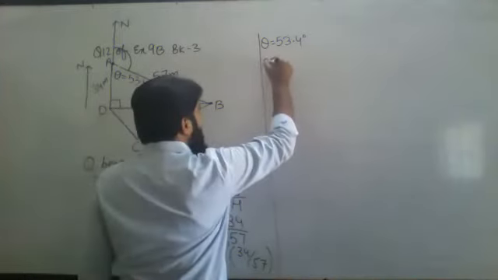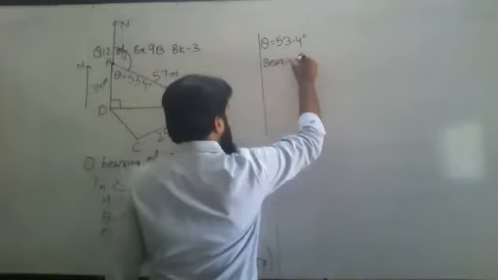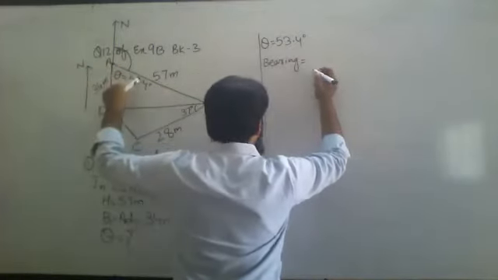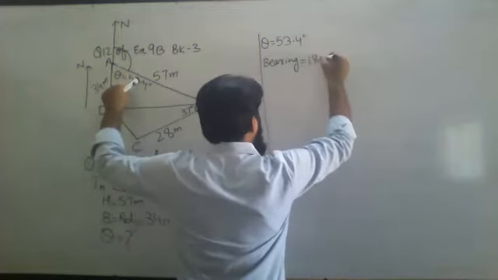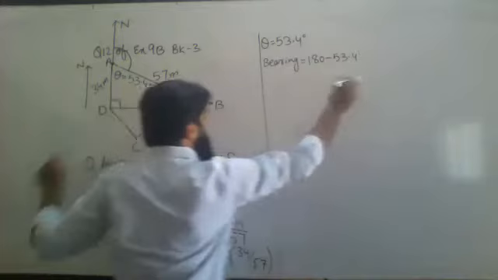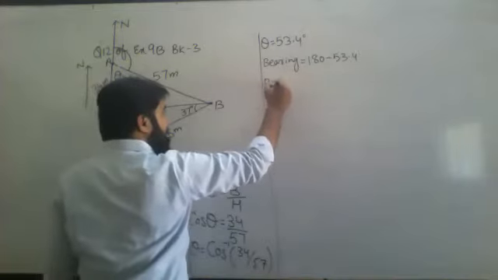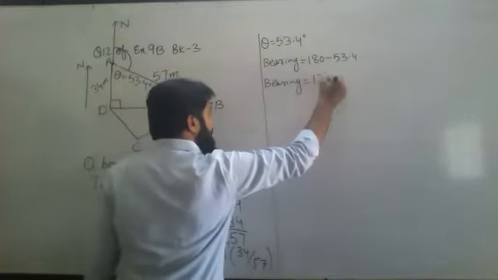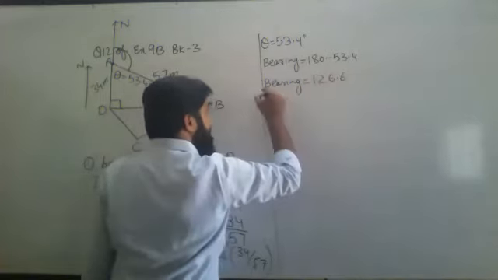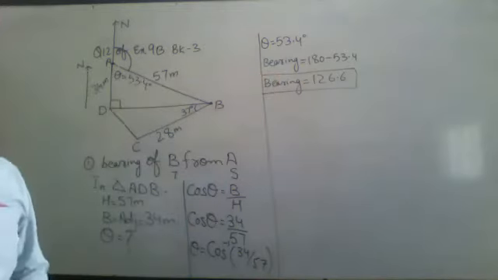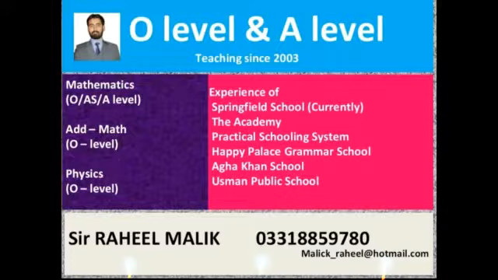Bearing will be equal to the straight line, which is 180 degrees, minus 53.4. When I subtract it, my bearing is going to be 126.6. Okay, my bearing is going to be 126.6.